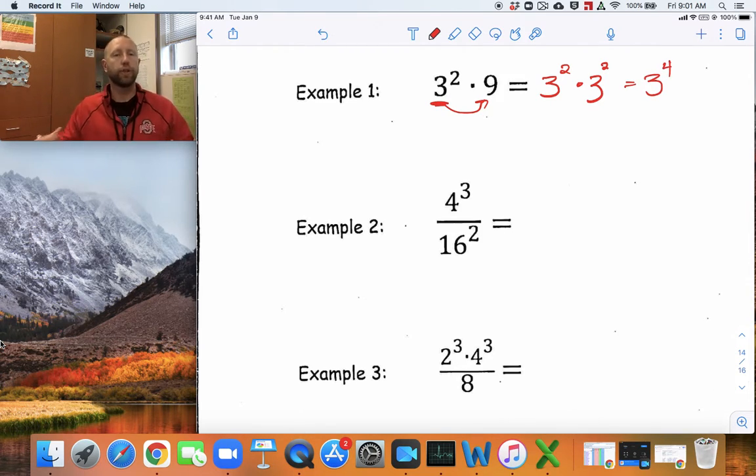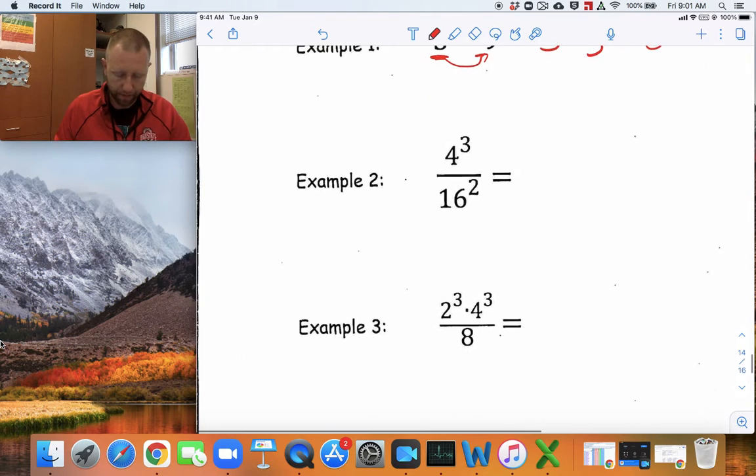So look for numbers that do go into these numbers that don't have the same base, right? And just to point this out here, I'm going to put that in. That's really 9 to the power of 1, right? If a number doesn't have an exponent, that means just raised to the power of 1. I just wanted to point that out, okay?